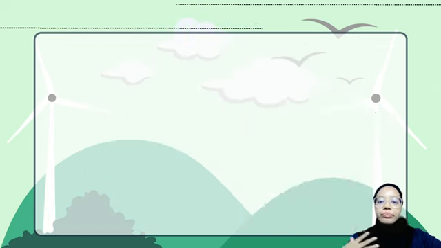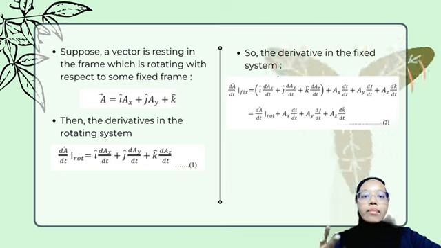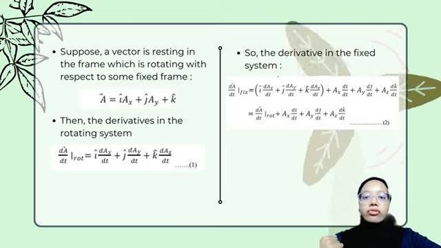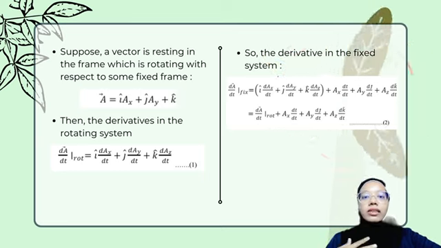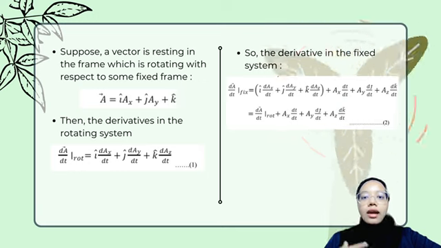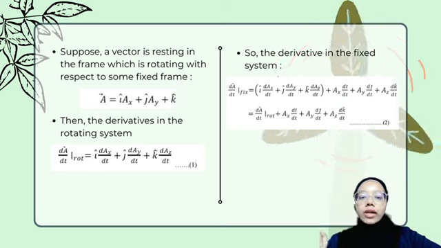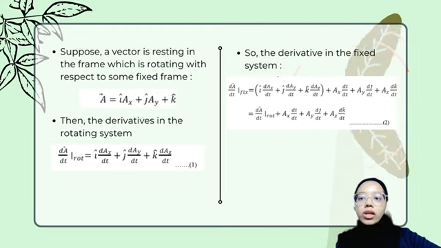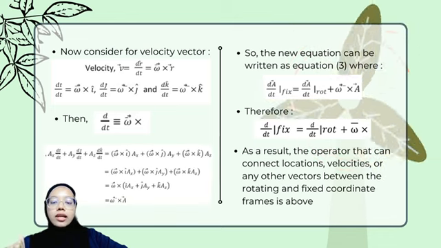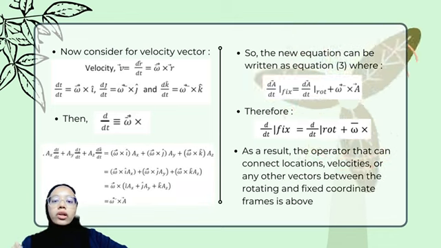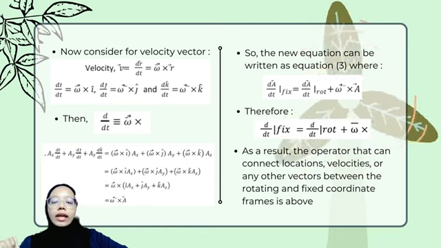of a coordinate system. Suppose a vector is resting in the frame which is rotating with respect to some fixed frame, as vector A equals A_x plus A_y plus A_z. Then the derivative in the rotating system is as the equation below. So the derivative in the fixed system we got as the equation below. Now consider the velocity vector, which is equal to the derivative of r, equal to vector omega times vector r, and then we will get the equation below.